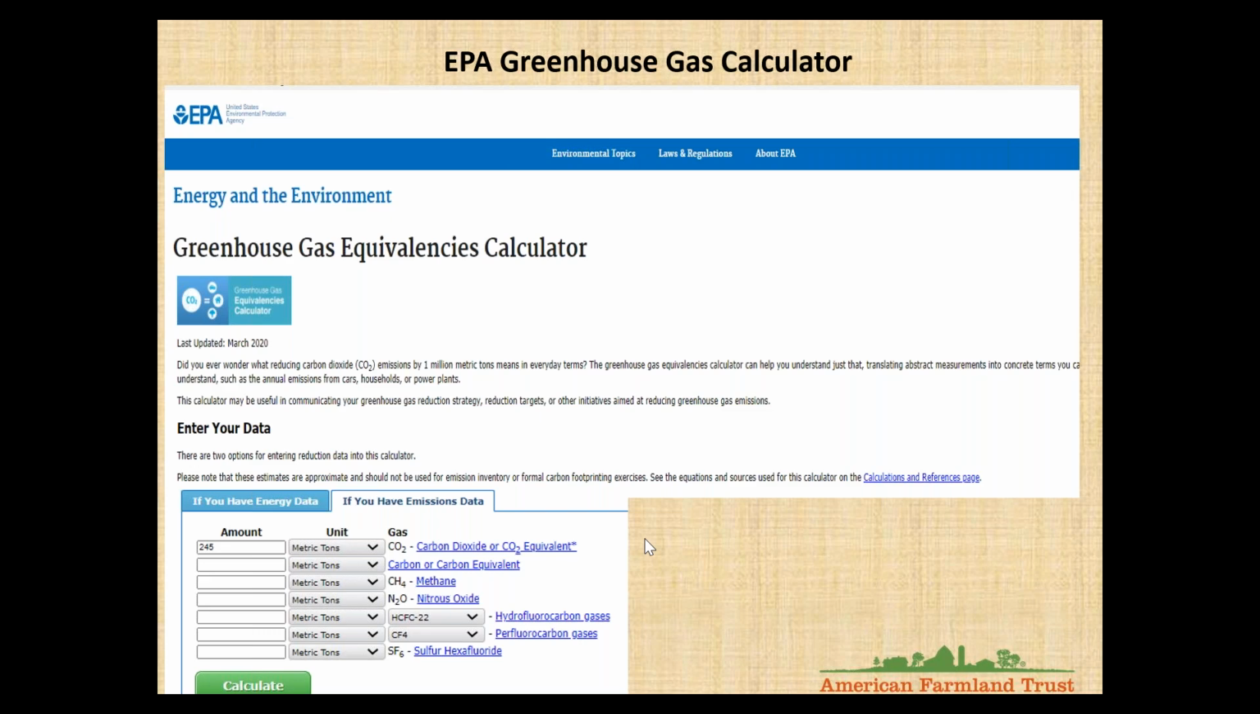EPA has developed a greenhouse gas calculator, which equates the carbon sequestration to terms and values that we could relate to. I'll show you on the next page, but on this first page, we simply enter the carbon dioxide equivalent from Comet Planner. And for our farm, it was 245 metric tons.